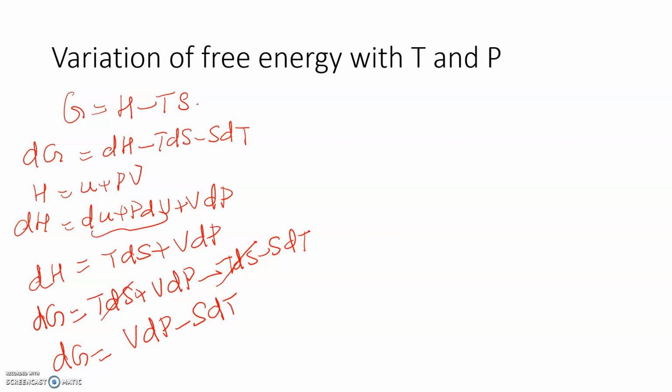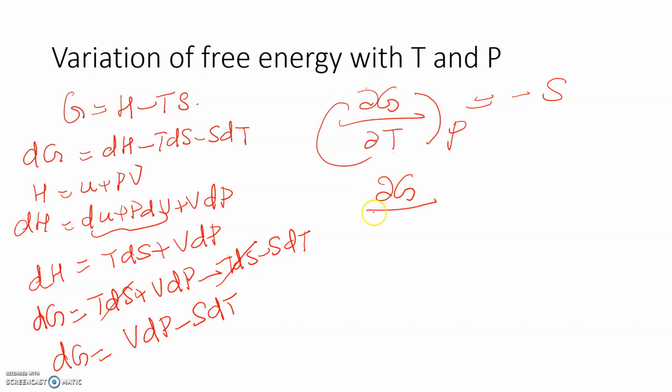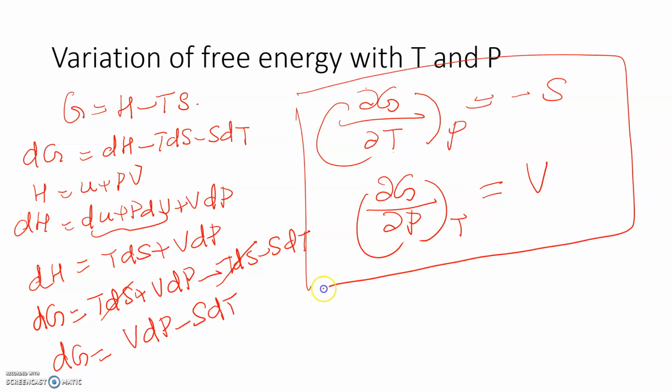So from this we have to find the variation of free energy with temperature and pressure. Dou G by dou T gives the variation of free energy with temperature. Dou G by dou T at constant pressure will give you, pressure constant means dP is 0, what is left is minus S. Similarly, dou G by dou P at constant temperature, that means dT is 0, what is left is V. This gives the variation of free energy with temperature and pressure.